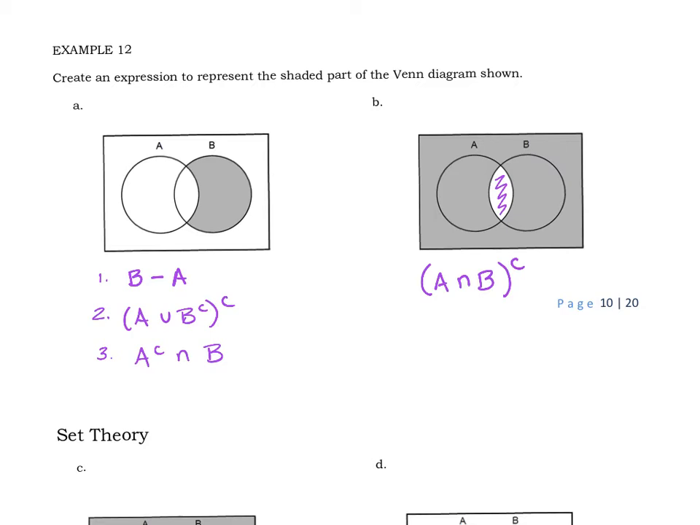Again, there are other ways to do that. One such option would be A complement union B complement. But again, for me, the far simplest is the first one. So keep in mind, sometimes it's easier to describe the region that's not shaded. And if that's the case, describe it and then put a complement on it, which means do exactly the opposite.